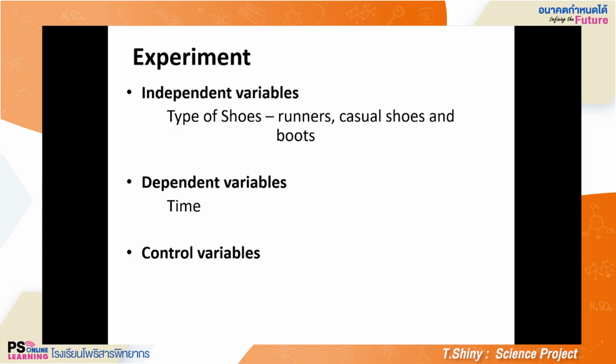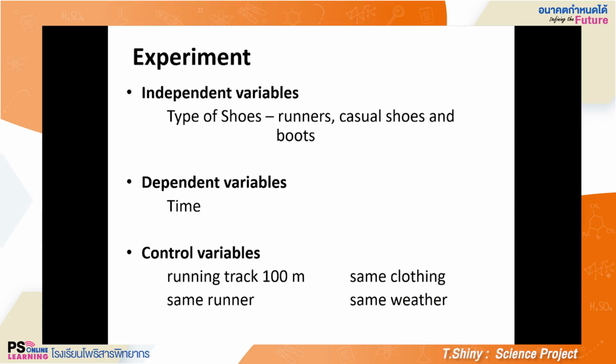What about the control variables in the experiment or in the previous video? Now, there are actually 4 control variables in the video that we have just seen. The running track, which is 100 meters long. The runner is the same runner. And the clothing he was wearing should be the same, okay? The weather should also be the same. So these are the control variables that were kept the same throughout the experiment.